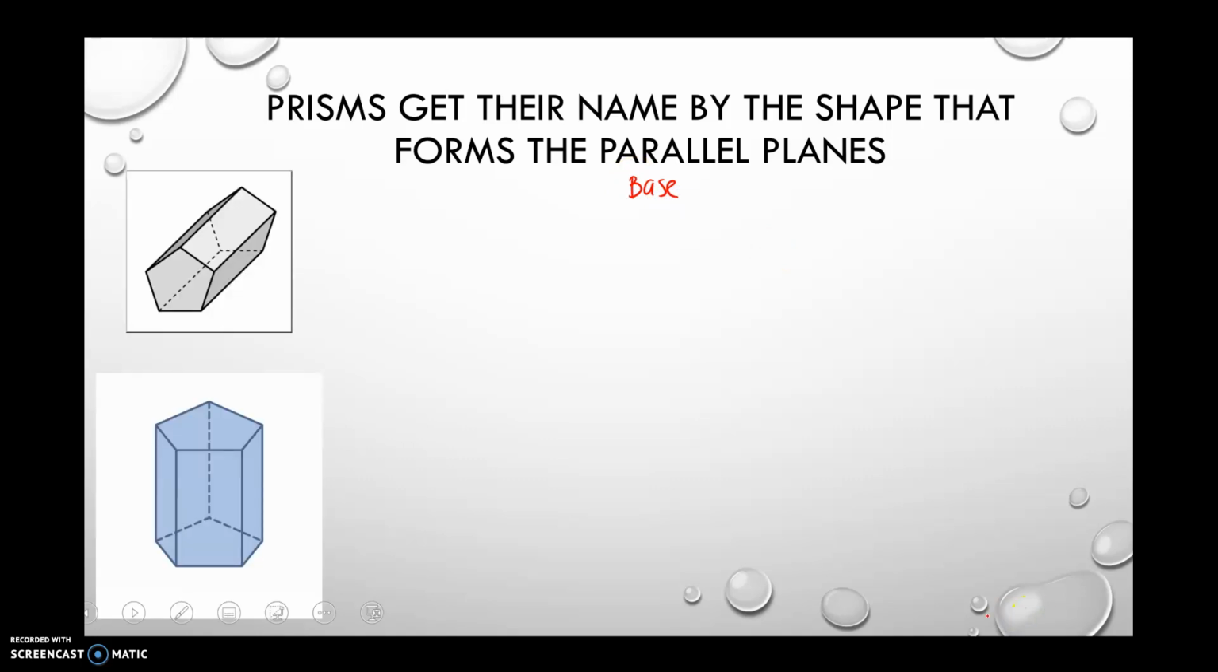So for this one, which ones are parallel to one another? Well, that would be this one down here. It is parallel to this top one. And the same thing for here. And how many sides is this? That would be 5, a pentagon, which means this is a pentagonal prism. Pentagon as the bases.